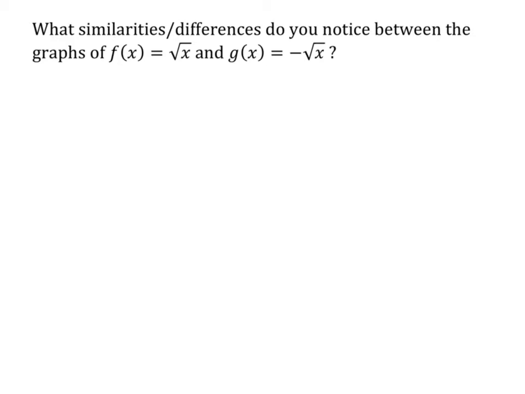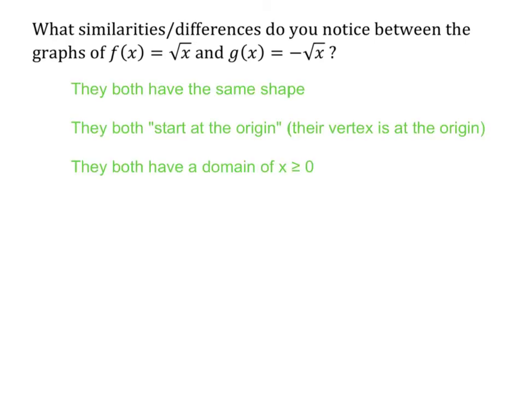And so the question that I would want to ask is, what are the similarities and differences between these two graphs? Right? Like, what do they have in common and what's different about them? So a few similarities I hope that you noticed. So one, they certainly both have the same shape. We already mentioned that. They also both start at the origin, and the fancy word for that is that they have a vertex, right? Their vertex is at the origin. So both of them have the sense of starting there and then moving to the right. And even that concept of moving to the right, what we effectively are saying is that they both have a domain of x is greater than or equal to 0.